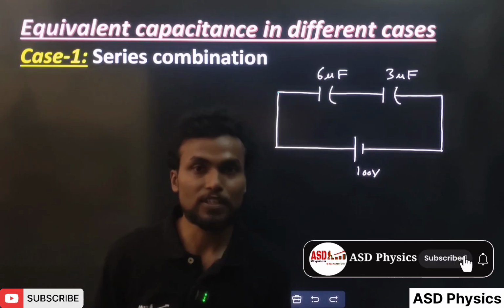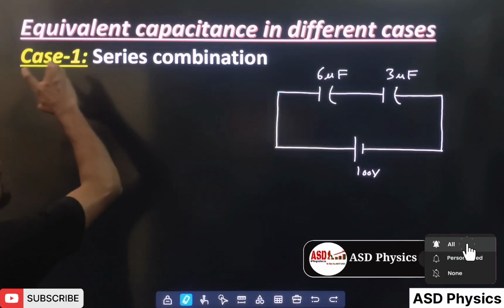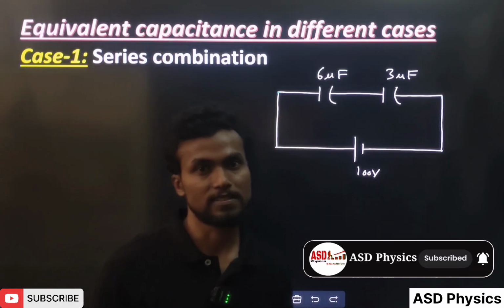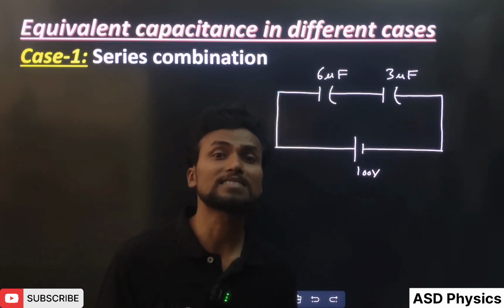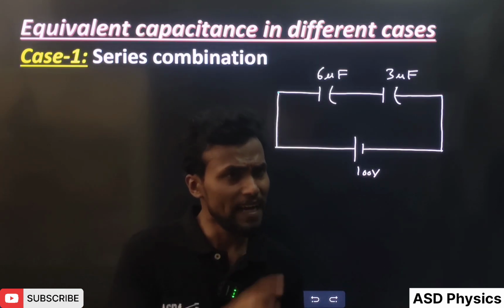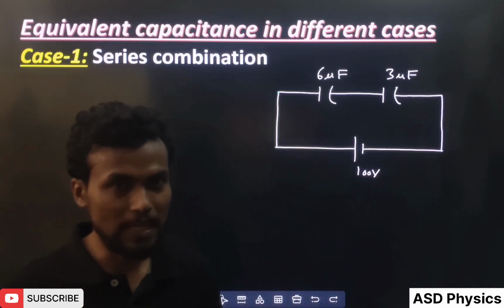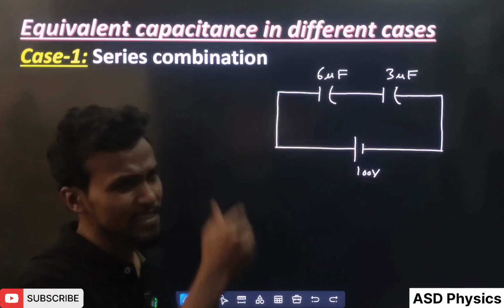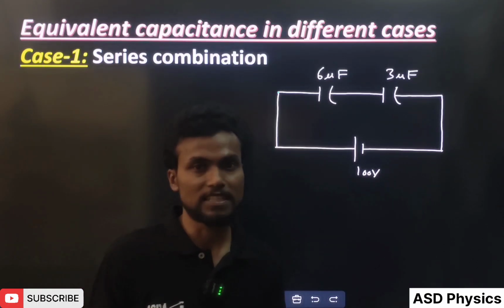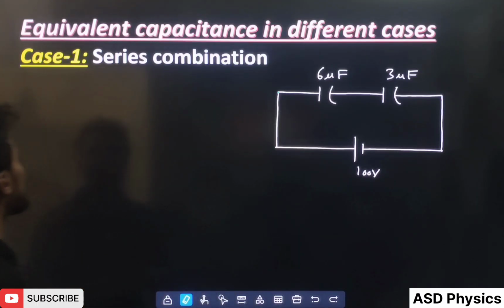So students, in this video we are going to see equivalent capacitance in different cases. We will see series combination, parallel combination, mixed combination and some other symmetrical combinations also. Here we will calculate equivalent capacitance, charge across the different capacitors, even voltage and whatever is important, all the things we will see. So students, let's start the video.